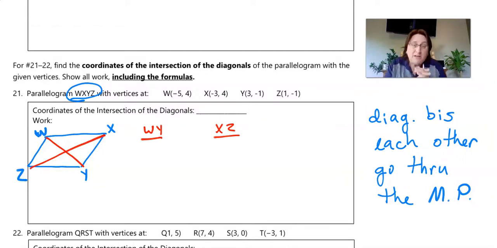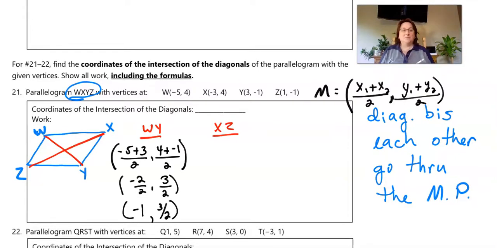Okay, so guys, you've done midpoint before. I want you to go, and if you can't remember the formula for midpoint, go look on your formula chart. I want you guys to go first, find the midpoint for WY, and tell me, what do you get for the midpoint? Okay, so hopefully you guys got that the midpoint is at (-1, 3/2).